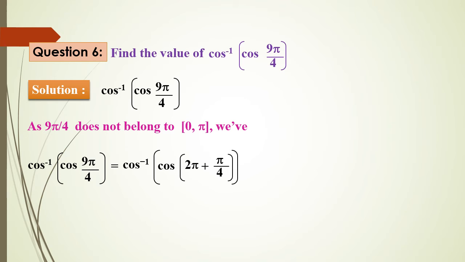9 pi by 4. Now cos inverse of cos of 2 pi plus pi by 4 can be written as cos inverse of cos pi by 4. So cos inverse and cos are both gone, and pi by 4 is remaining. It comes under the range of the cos inverse trigonometric function, that is 0 to pi. Therefore its result is just pi by 4. This is the solution of this given problem.